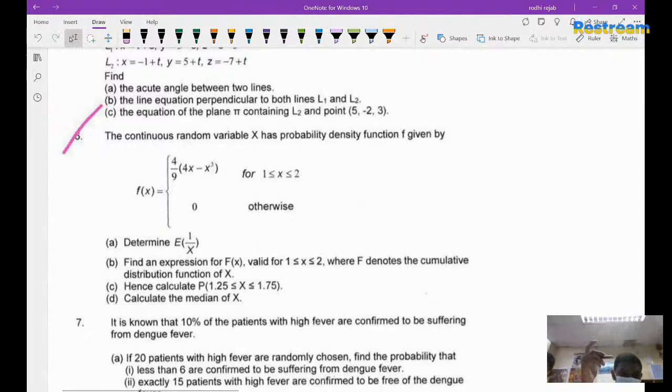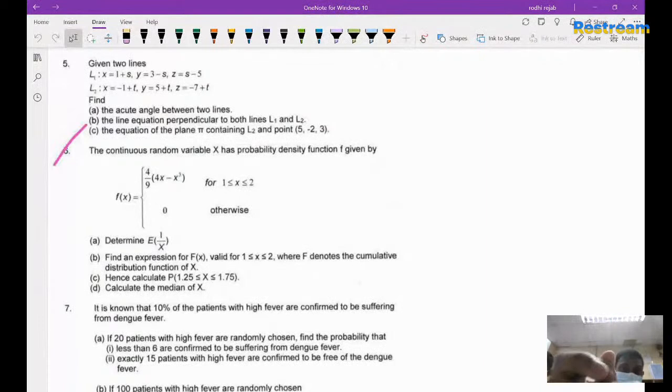Good morning, everyone. So we'll be tackling this question sent by a girl. I'm not sure who. For this question, we need to identify which chapter this is from and highlight the points. Note the fact that this is a continuous random variable. Plus lambda A is the equation for a line.